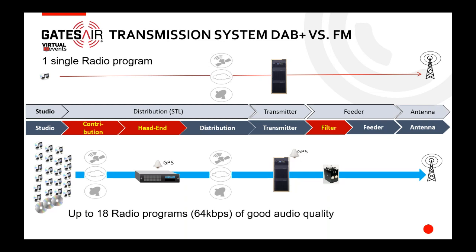Now, the areas in red I've highlighted are some of the areas that are a little bit different than what we think of in traditional analog. Now, as I mentioned in DAB, this head end, which is basically a combination of audio encoding and then multiplexing, can take, in this case, 18 radio programs of good quality audio to put into the multiplex. This is also where other IP content comes in.